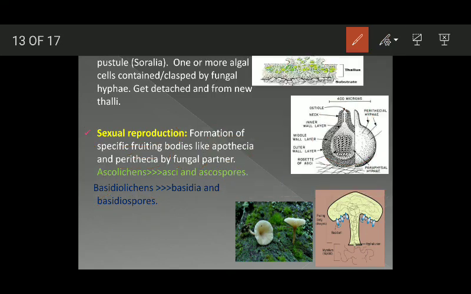I will repeat the sexual reproduction. Sexual reproduction occurs by the formation of specific fruiting bodies which are known as apothecia and perithecia. Apothecia means saucer shaped or plate like fruiting bodies, and perithecia means flask shaped fruiting bodies. Now if the lichens are ascolichens, that means if the fungal partner belongs to ascomycetes, these lichens will produce asci. Asci are the structures which contain ascospores.